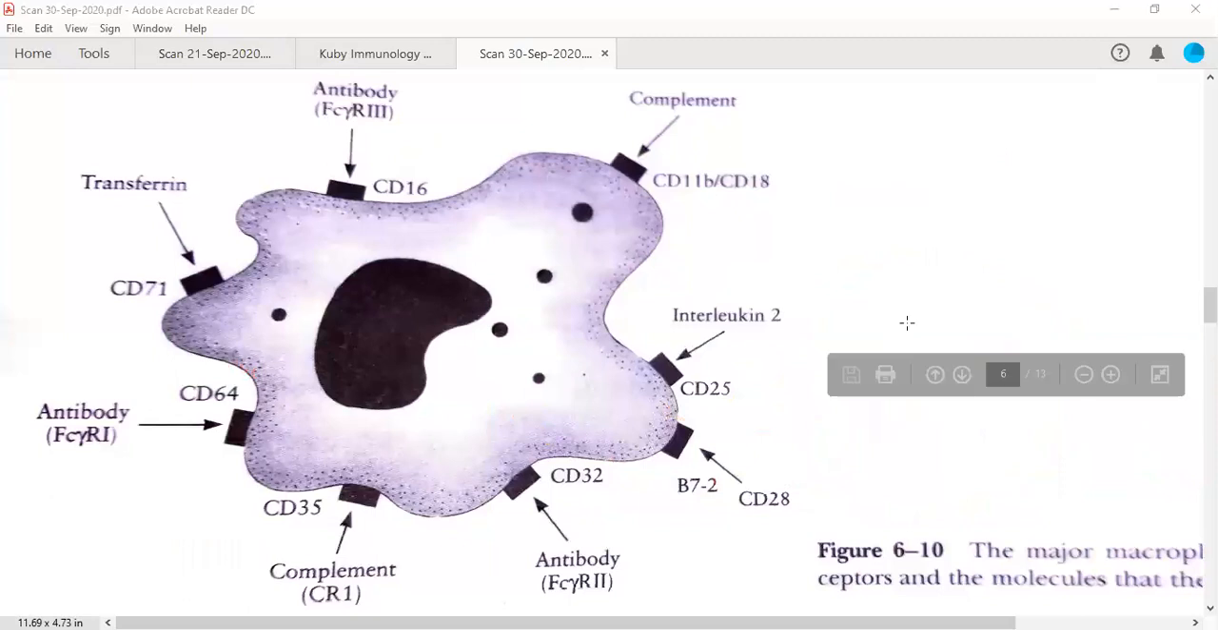All right. Got it? So that we can move to the next diagram.